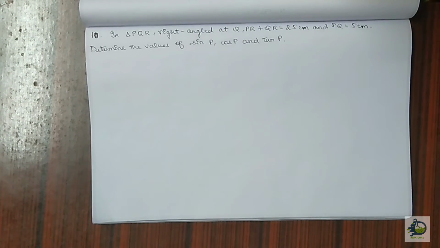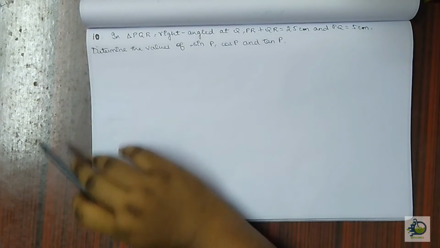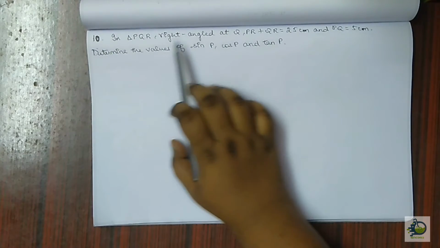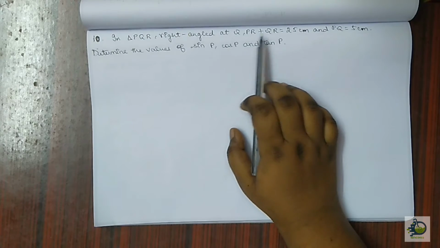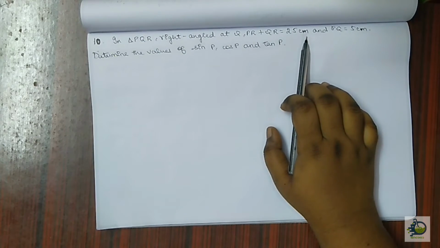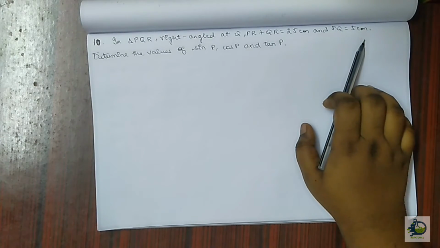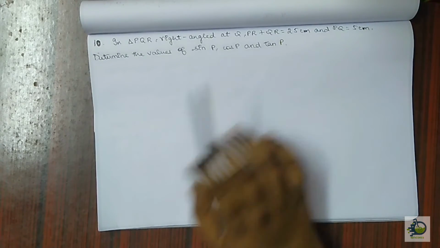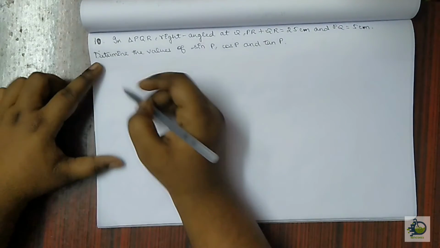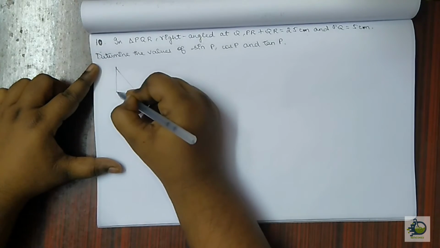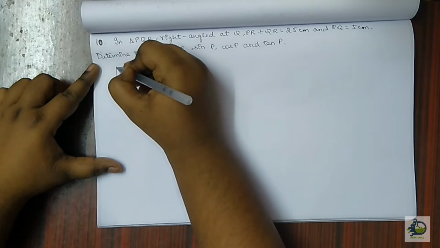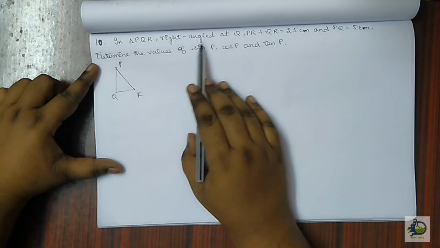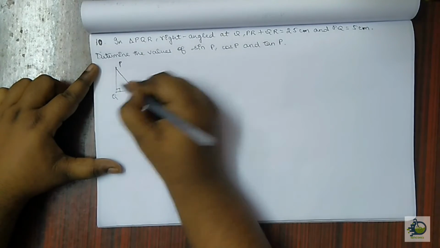Now we are going to solve 10th problem in exercise 8.1. It is given that in triangle PQR, right angled at Q, PR plus QR is equal to 25 centimeter and PQ is equal to 5 centimeter. Now determine the values of sin P, cos P and tan P. First, let's draw a triangle PQR. It is given that it is right angled at Q.